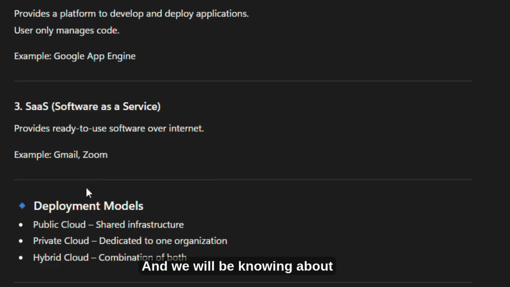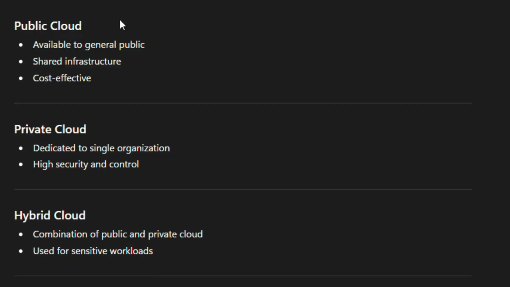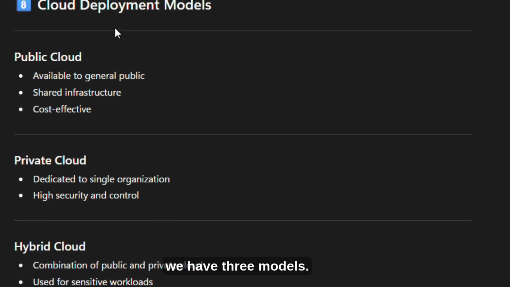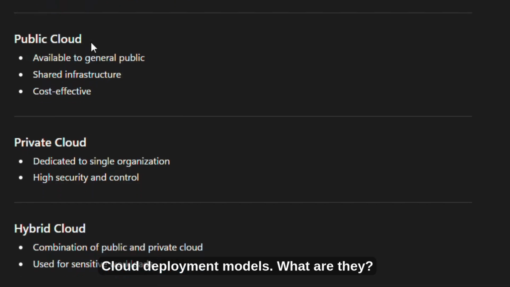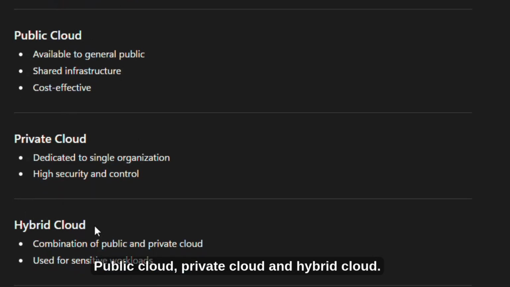And we will be learning about deployment models. What are the deployment models? Public cloud, private cloud, hybrid cloud. We'll learn in detail about these. Now, here we have three cloud deployment models. What are they? Public cloud, private cloud, and hybrid cloud.